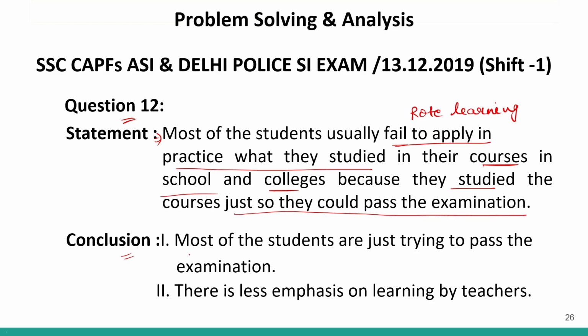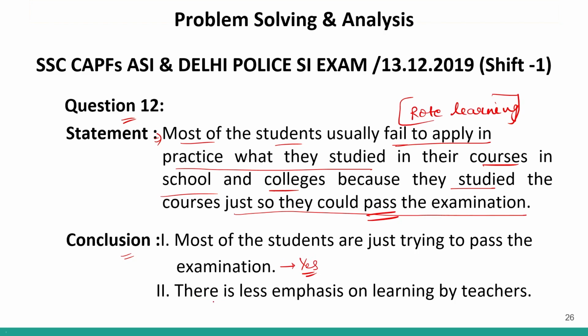Now, the option 1 says most of the students are just trying to pass the examination. Can we conclude this from the statement? Yes. We can conclude this because it is given in the statement. It is given that most students do not apply practically what they learn in their school and college because they were just rote learning. Their main objective was to pass the examination and not to retain the studied material. So, conclusion 1 states that most of the students are just trying to pass the exam, which is true. So, conclusion 1 is correct.